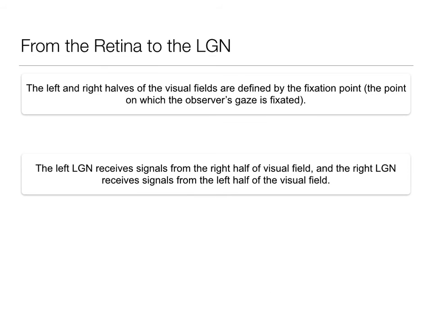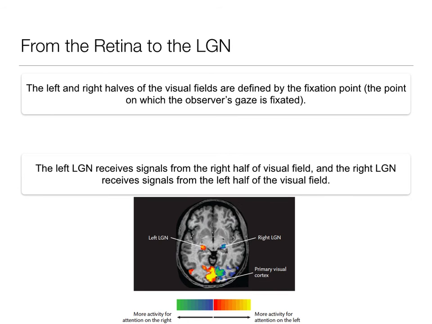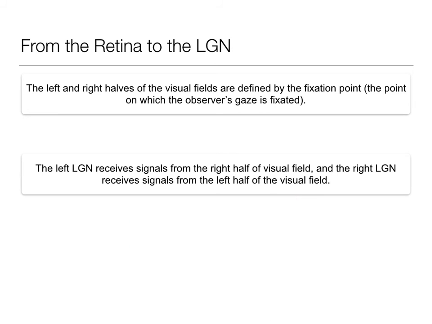The LGN then receives signals from the right half of the visual field in the left LGN, and the right LGN receives information from the left half of the visual field. Again, this is that contralateral organization. Remember, contra means opposite, right? So the opposite organization of the visual field. And so again, we have the thalamus, we have the right LGN and the left LGN that will receive different information from different visual fields. And again, we see this in this fMRI study. We see activation in the left LGN, and we see activation in the right LGN as well.